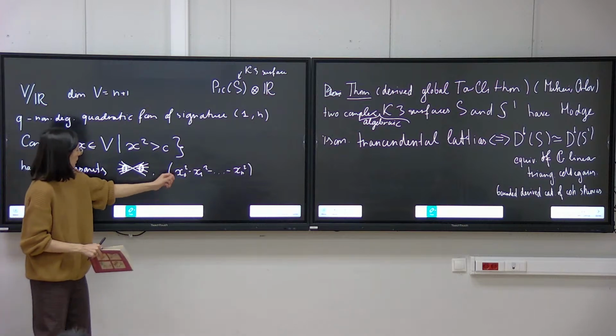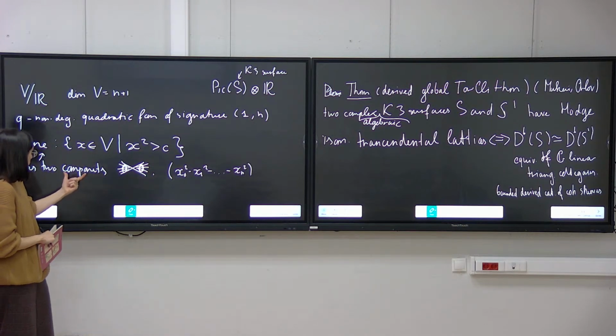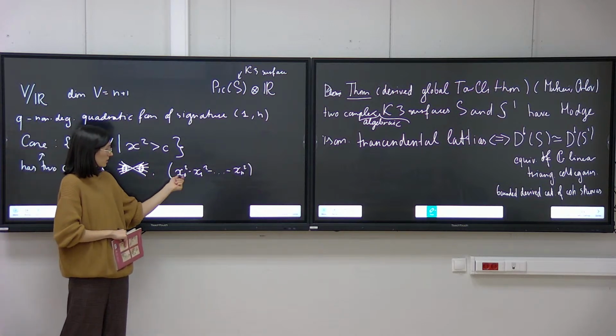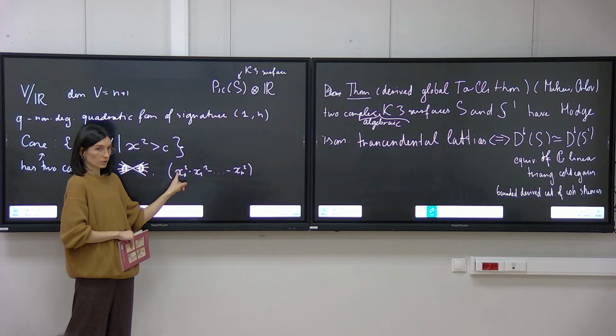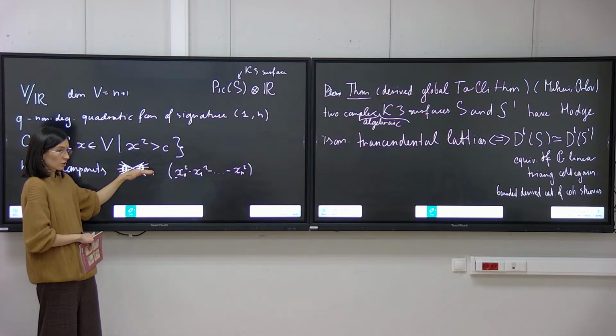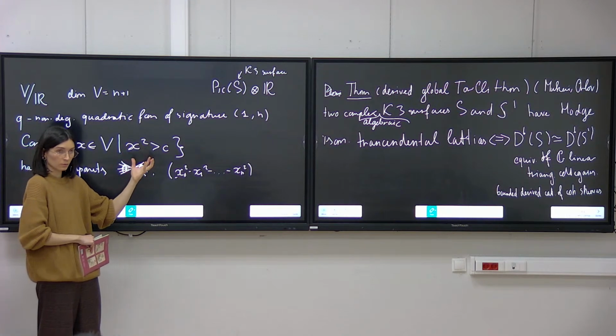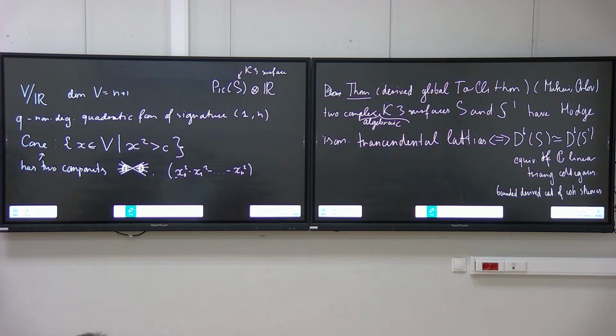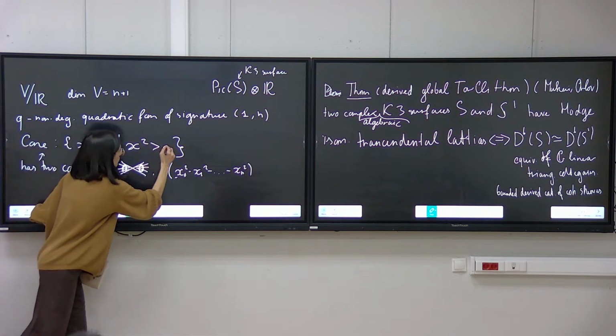So we will use just that. There are two components. These are the two signs of x0 that we have here. If it's +1, then this is one component. If it's -1, this is the other component. So geometrically, this is an interior of the corresponding cone. And you mean x squared larger than 0.